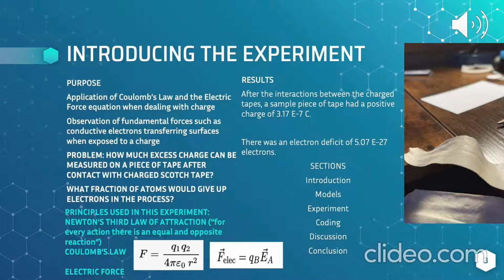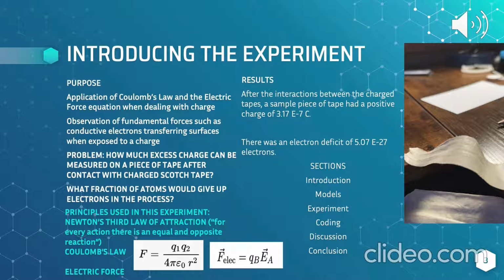To start off, I would like to introduce this experiment. The purpose of this experiment was to allow us to apply Coulomb's law and the electric force equation when dealing with charge, giving us the ability to observe fundamental forces such as conductive electrons transferring surfaces when exposed to a charge. The problem this experiment would like us to answer is how much excess charge can be measured on a piece of tape after contact with charged Scotch tape, as well as what fraction of the atoms would give up electrons in the process. You were able to use various physics concepts to answer these problems.